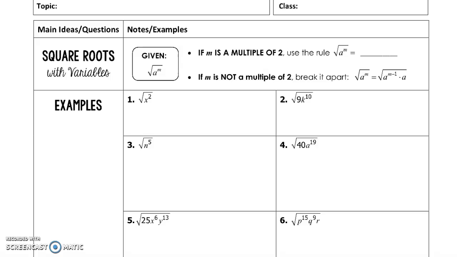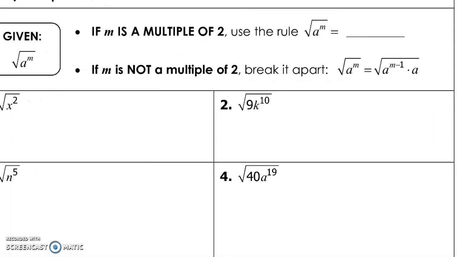On page 11-3, we are going to be looking at what happens when there are variables under the square root sign. So there's going to be a couple of different ways I go through it. The first way will be the formal way that they show you up above here in the notes, and then I'll kind of just go through a way you can think about it as well, if that makes more sense to you.